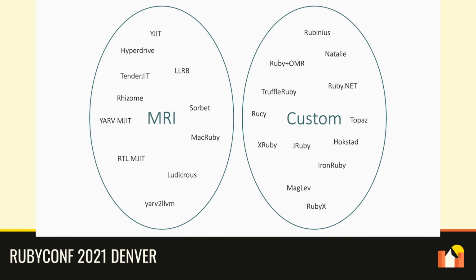We can also divide our compilers between those that are built on top of MRI, the standard implementation of Ruby, and those that run on top of a custom VM. So the ones on the left modify MRI to include a just-in-time compiler or some other form of compiler, and the ones on the right are sort of re-implementations of Ruby. So JRuby re-implemented Ruby in Java, Ruby.NET re-implemented Ruby in C#, Rubinius re-implemented Ruby in C++, in the same way.